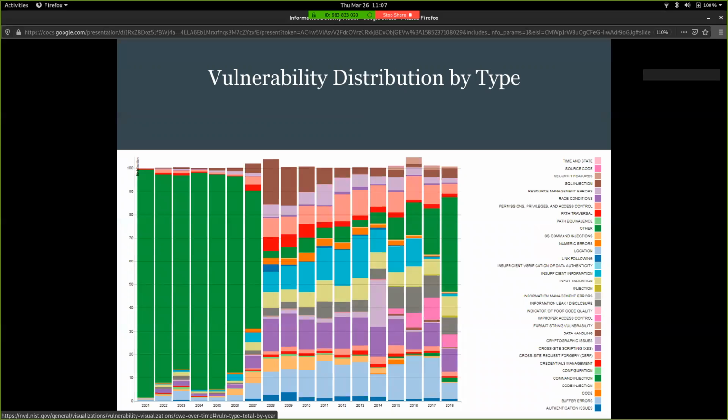This graph's a little bit older. It only goes up through 2018, but it shows you the different types of vulnerabilities that have been recorded, whether it's SQL injection or some sort of OS command injection, numeric errors, buffer overflows, data handling. They haven't handled the text box properly, so you can type in anything and potentially inject code. So this kind of gives you a quick scope of the types of vulnerabilities that are showing up out there.